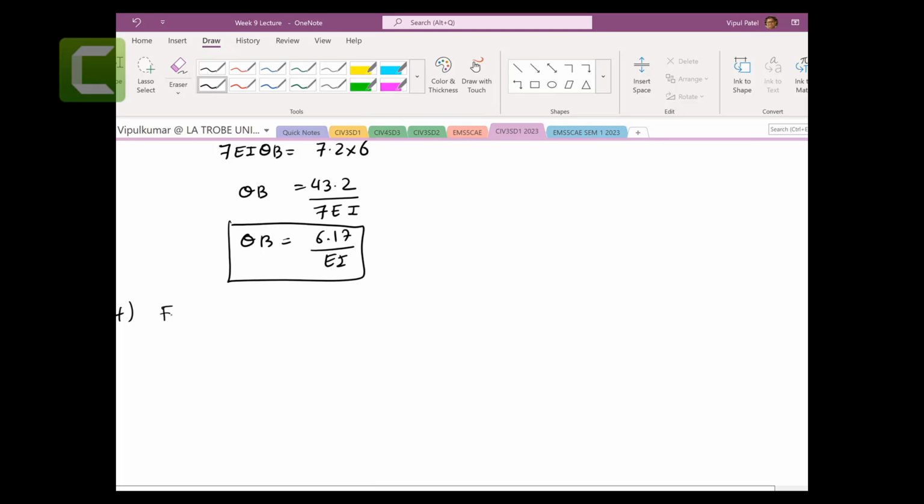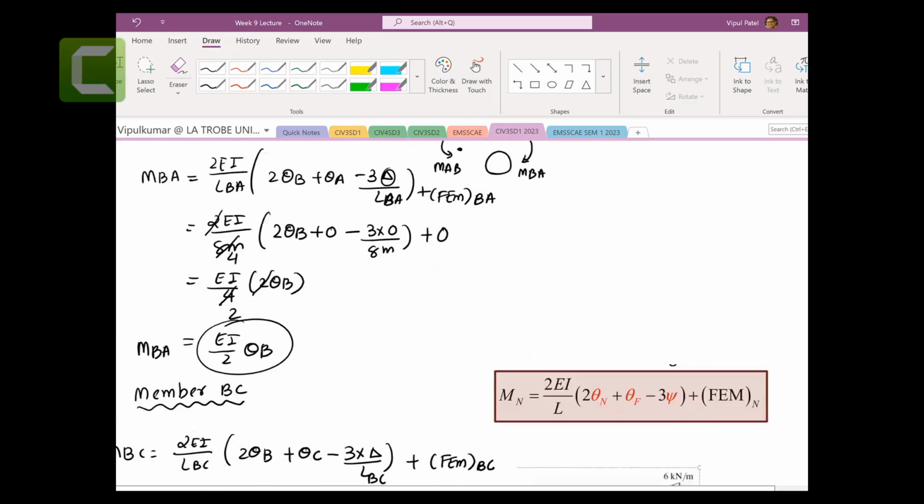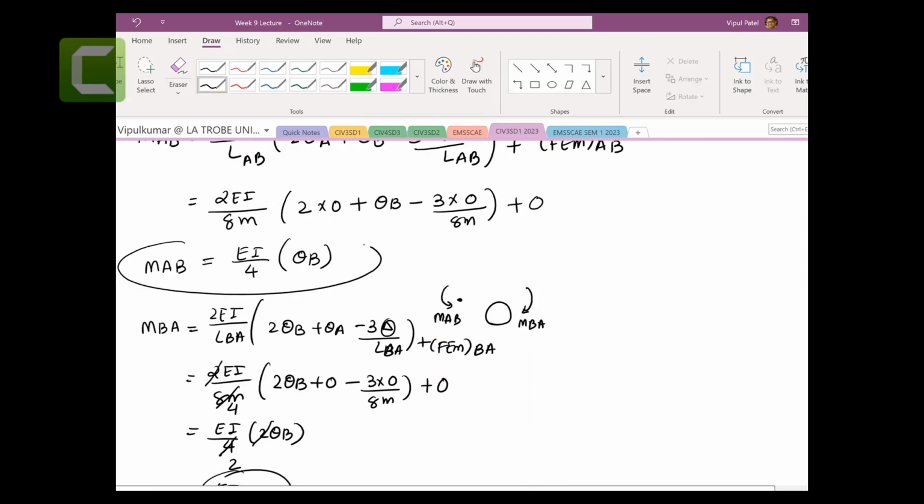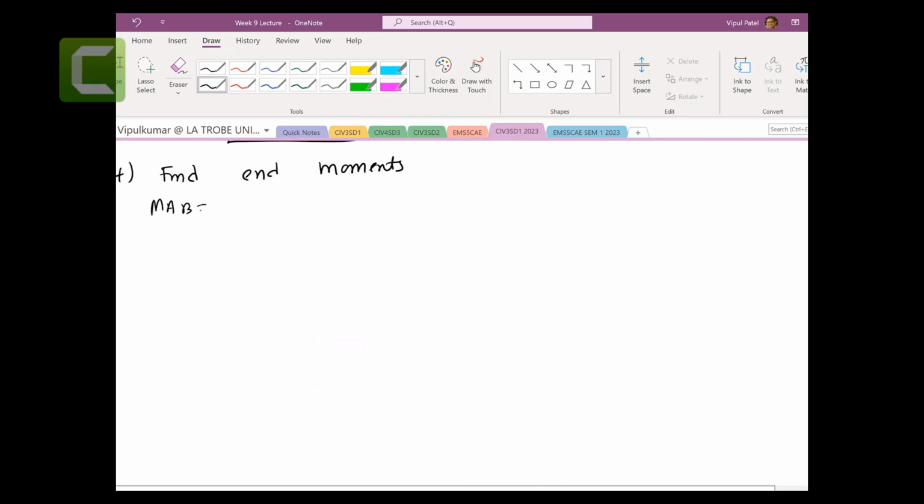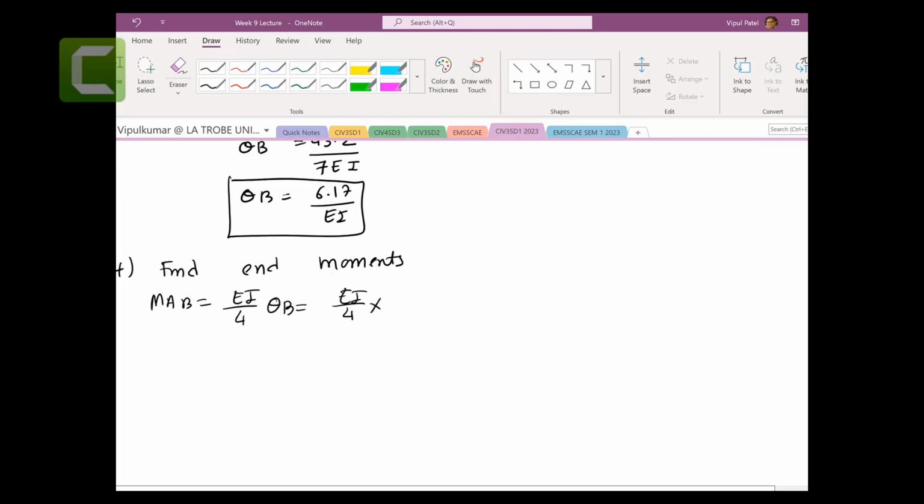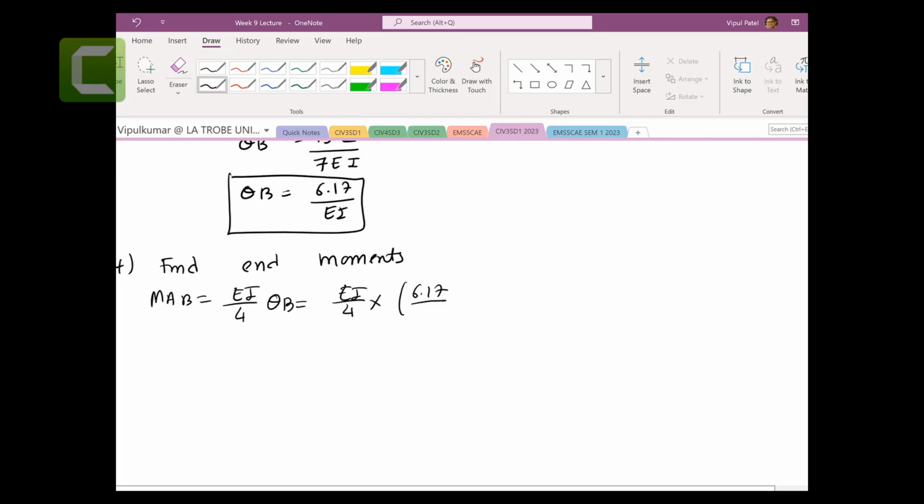Step number 4, we're going to find the end moments, once you find these rotations. Now to find the end moments, we can go back and take the equations. MAB was EI on 4 theta B. So EI on 4 theta B, where theta B was 6.17 over EI. So EI cancels. 6.17 over 4, 1.54 kilonewton meters.